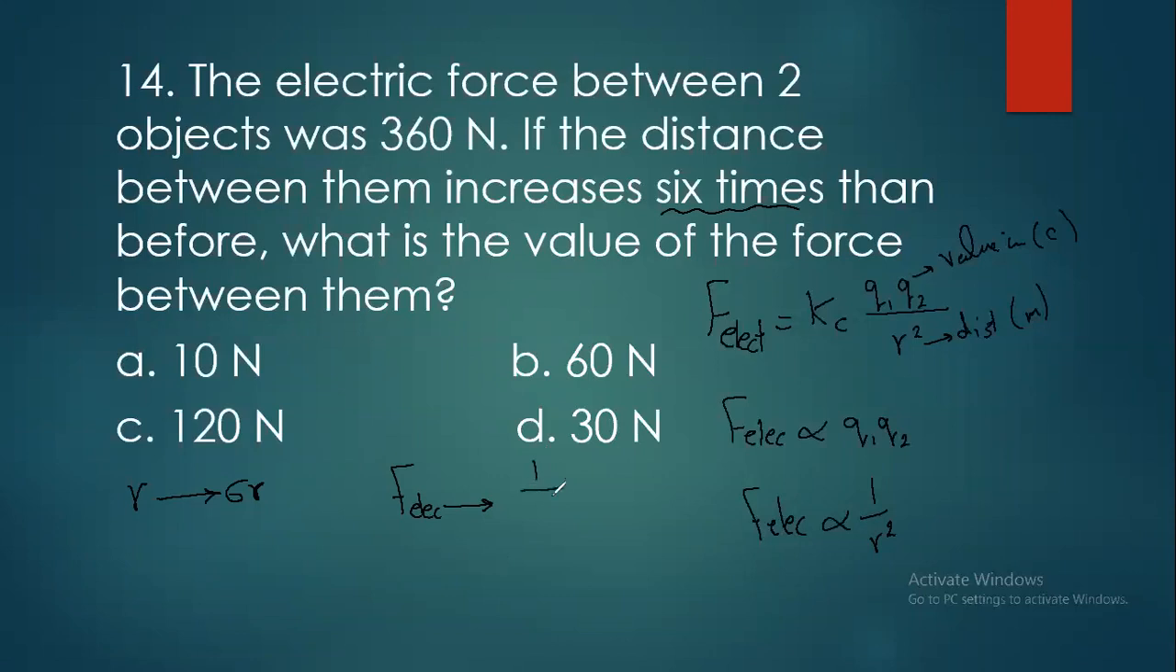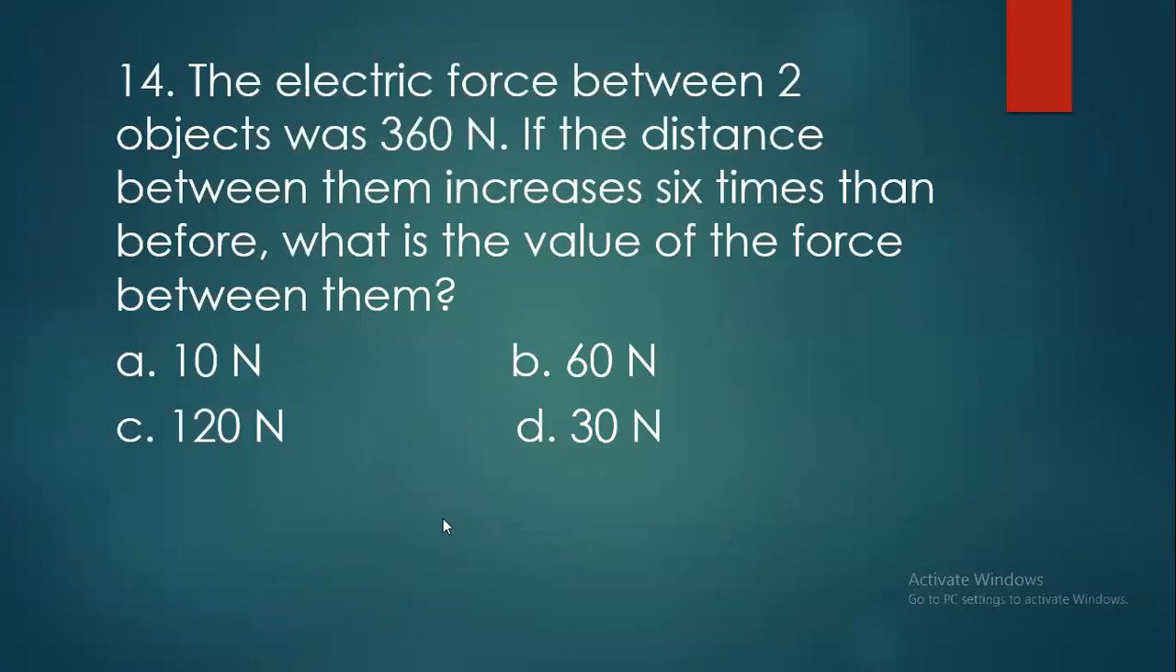It decreases by 1/6. But not just 6, because the relationship here is with a square. So it's 1/6 squared, so the force will decrease by 36 times. If the original force was 360, then 360 divided by 36, the new force would be 10 newtons, okay? So the answer here is A.